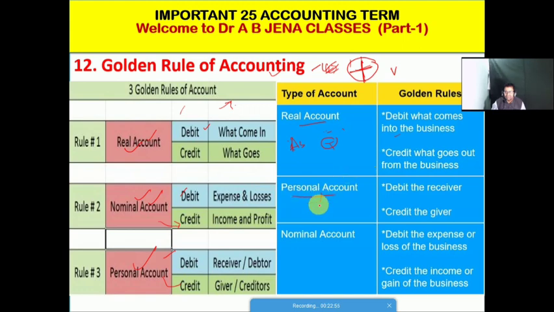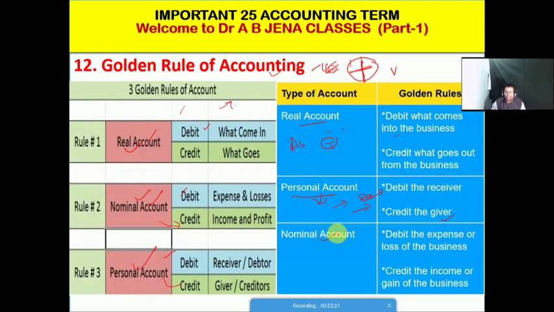Then the personal account is related to a person. Debit is the receiver, credit is the giver. Suppose you pay to your friend Ram, then Ram, your friend, will be debited, the Ram account will be debited, and your cash account, the credit of what goes out, so the asset cash account will be credited.